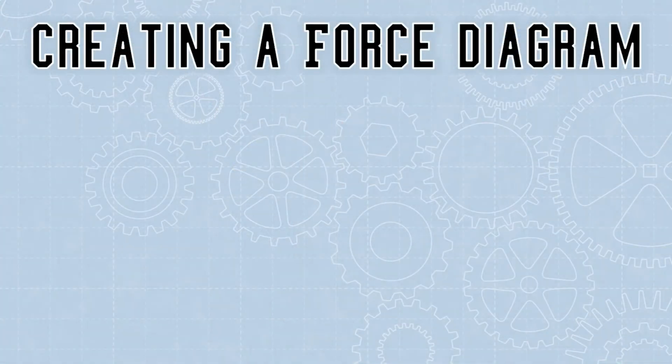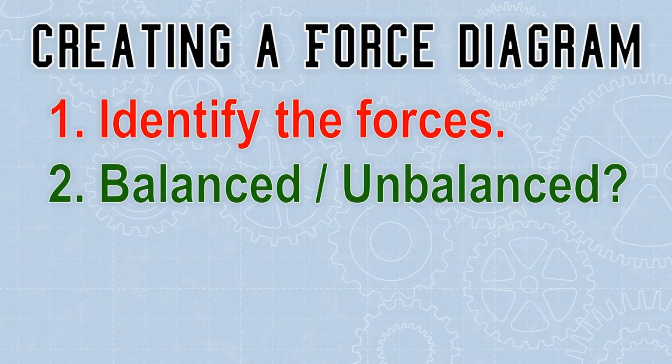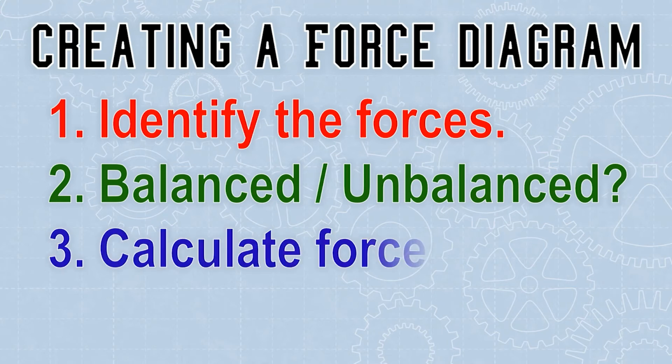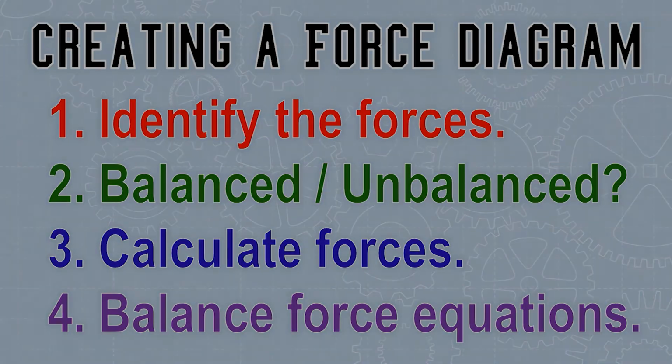When we create a force diagram, we follow a couple steps. Step 1, identify the forces. What's pushing, what's pulling on the object. Every force has its own known cause. 2, is it balanced or is it unbalanced? Are these forces pulling in equal amounts, or unbalanced amounts? With constant velocity, it's all balanced. 3, we need to calculate the forces. Anything that we're given to calculate, like our gravitational force, we need to calculate it out. And then 4, balance those force equations. If we know what our left equals, we can find our right because they're balanced.